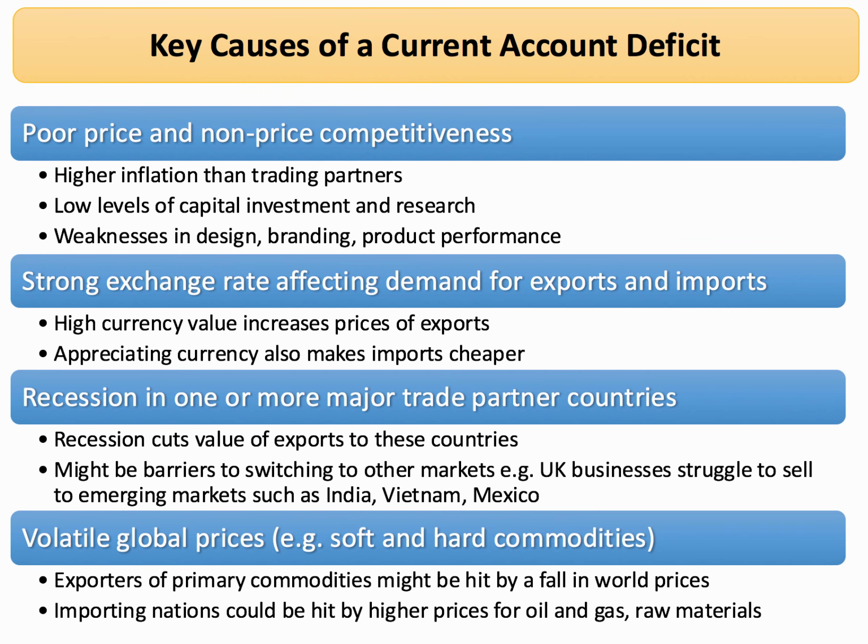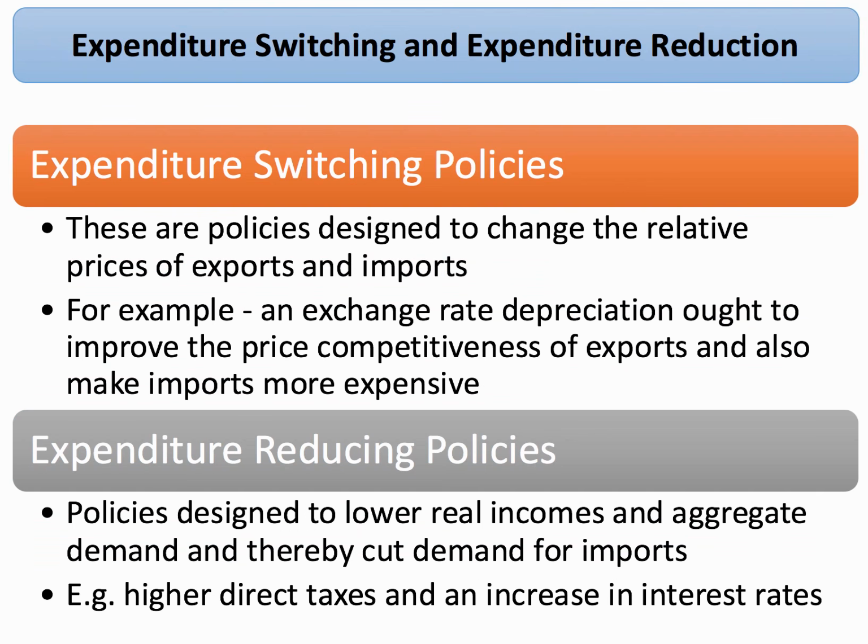Many countries, their current account deficit is volatile because they are heavily dependent upon the export of one or more primary commodities. Could be oil, could be gas, could be copper, all that kind of stuff. So maybe the world price falls, in which case their exports suffer, or they could be a net importer of those oil and gas and raw materials, in which case if the price of those things goes up, again their trade balance suffers. So the key causes are both cyclical and supply side.